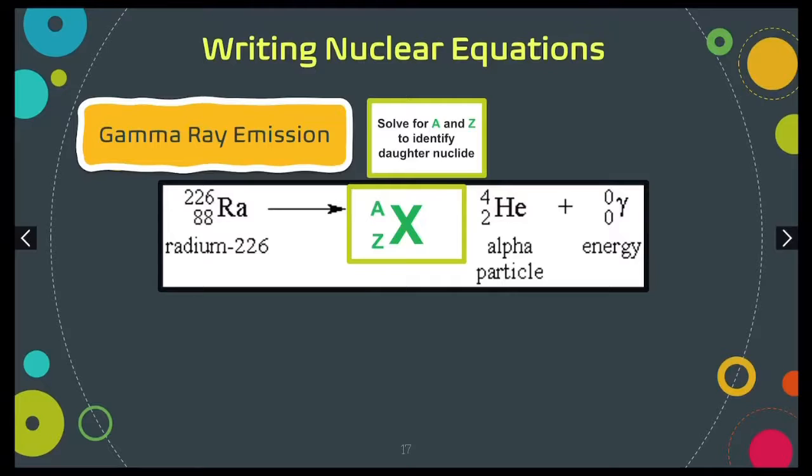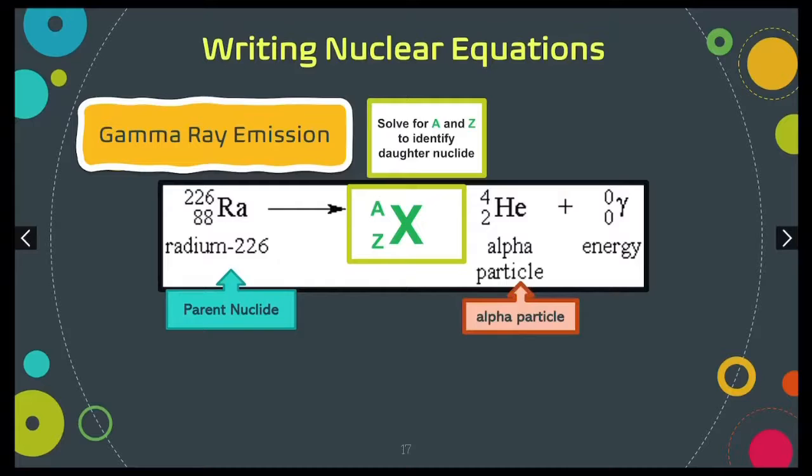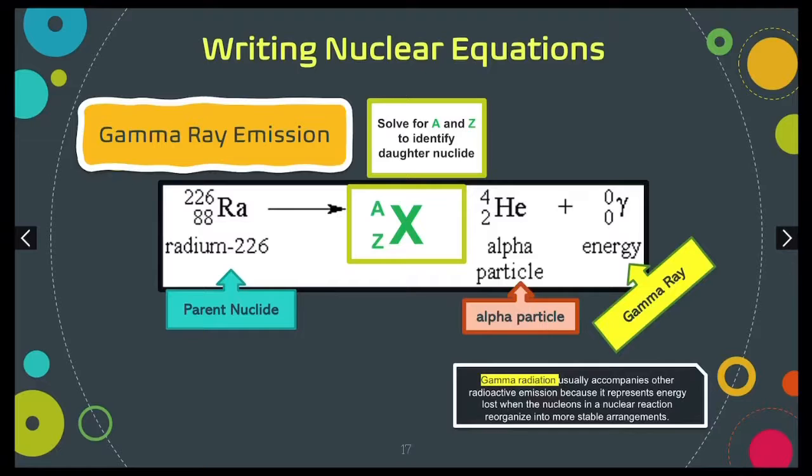Now let's take a look at a gamma ray emission. So our parent nuclide in this case is radium-226. Notice the way the words and the hyphenated number are written below the symbol. That is the name of the isotope. So radium-226 is undergoing not only a gamma ray emission, but it's also releasing an alpha particle. Remember that gamma radiation usually accompanies other radioactive emission because it represents energy that's lost when the nucleons in a nuclear reaction reorganize themselves into a more stable arrangement.